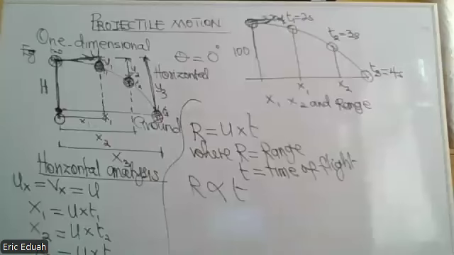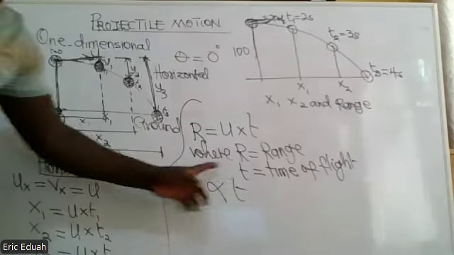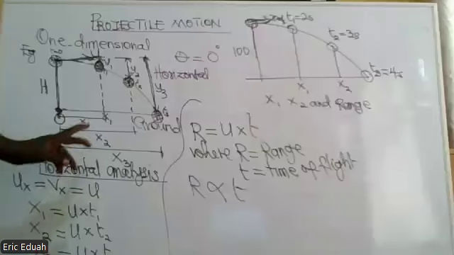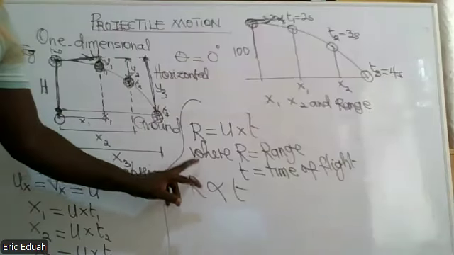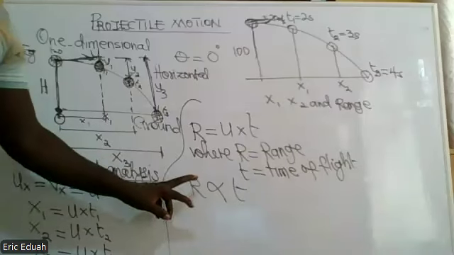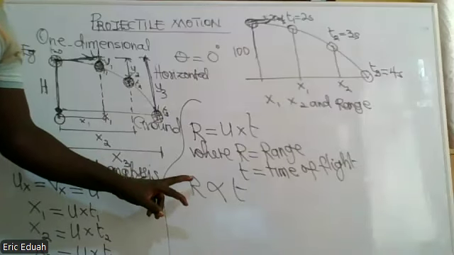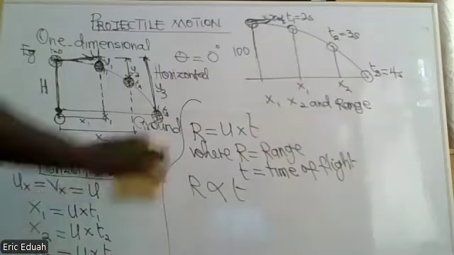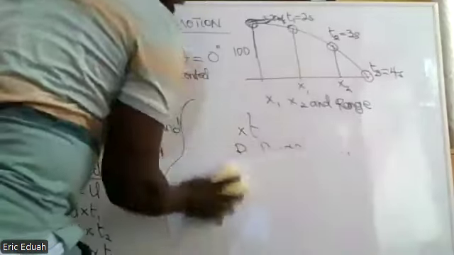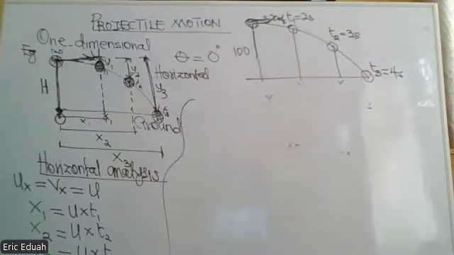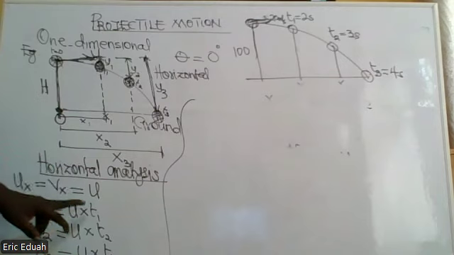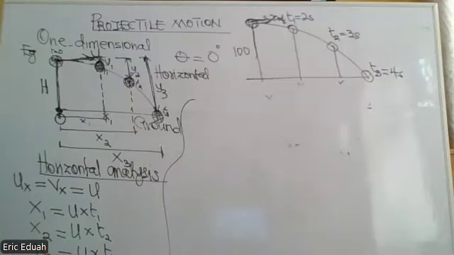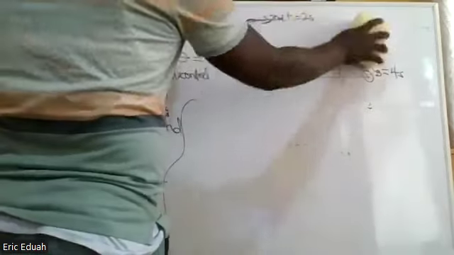The acceleration is zero. This is because horizontally the velocity does not change. It's constant. So horizontally, velocity is constant, acceleration is zero, and the displacement depends on the time. Okay. Let's quickly look at vertical analysis. We've analyzed displacement, velocity, and acceleration horizontally. Let's look at its vertical analysis.